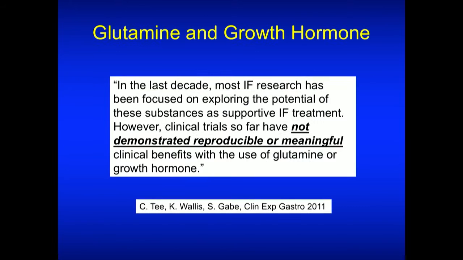So let's talk a little bit about medical therapies. Traditionally, people have talked about glutamine and growth hormone. Glutamine is an amino acid, which is a building block for proteins, and it actually is the major food source for cells in the intestine. Growth hormone, along with glutamine, has shown some promising data in rat models and other animal models. However, in clinical trials in humans, they have not demonstrated any reproducible or meaningful benefits.